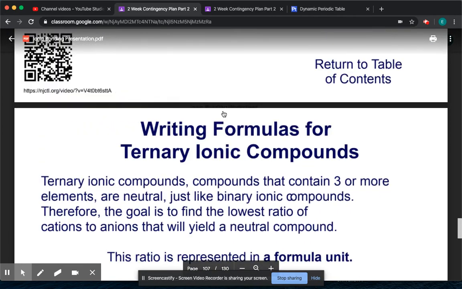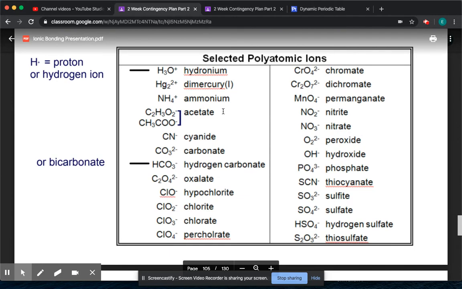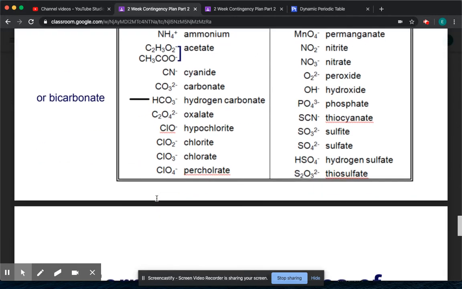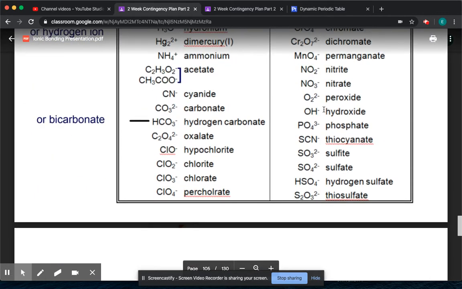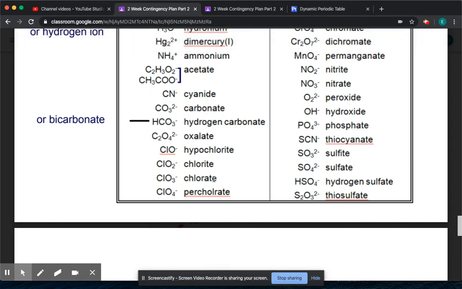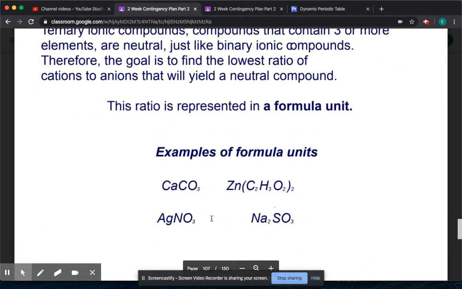In terms of the naming, the only difference is now it's with polyatomic ions, which just involves coming to the table and seeing what you have. So was it chlorate or chlorite? It's chlorate. Okay, so chlorate is this one, ClO3, and the charge on it is -1.